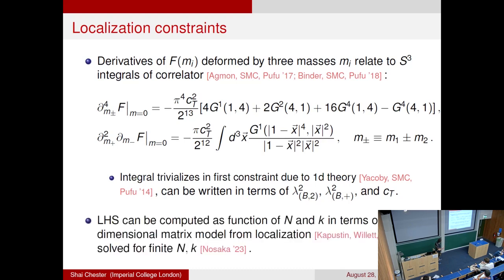Okay, so just as before, the left-hand side can be computed as a function of N and k in terms of some matrix model integral. In this case, there's N squared integrals you have to do. Nonetheless, though, recently it was shown by Nosaka in a very nice paper from a few months ago that you can actually compute this left-hand side explicitly for any N and k. So it's kind of like Nosaka solved a couple months ago, but we're still working on it for N equals 4. Because for N equals 4, we have an exact solution to one of the constraints, but not the other one. Whereas for ABJM, we just have an exact solution for everything, which I think is very remarkable.